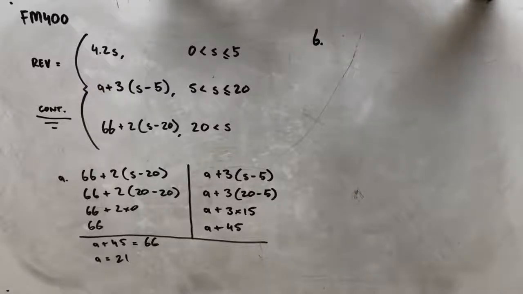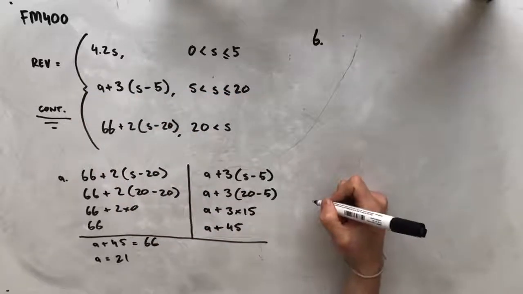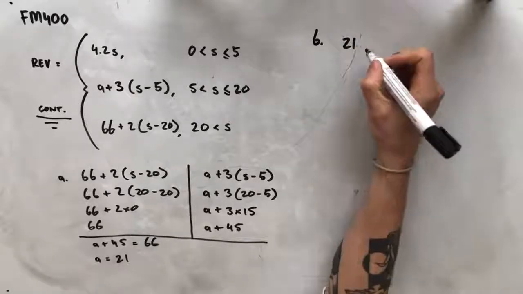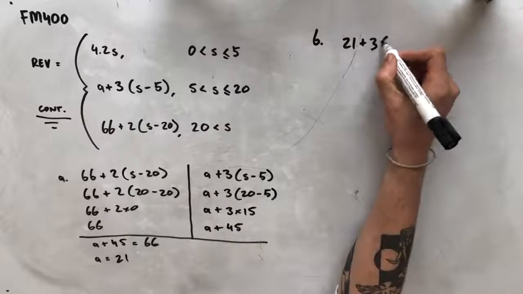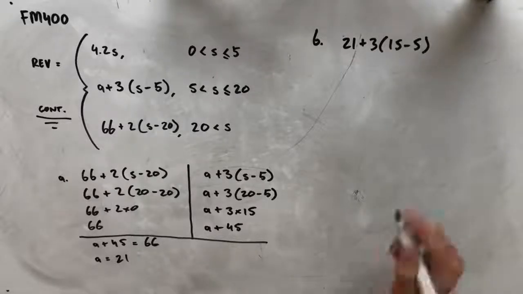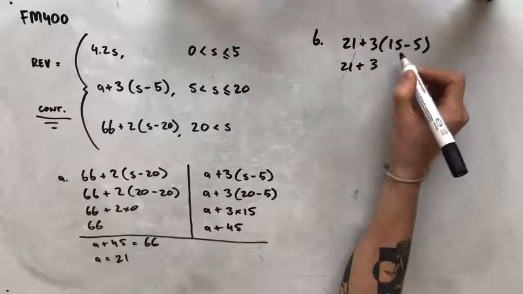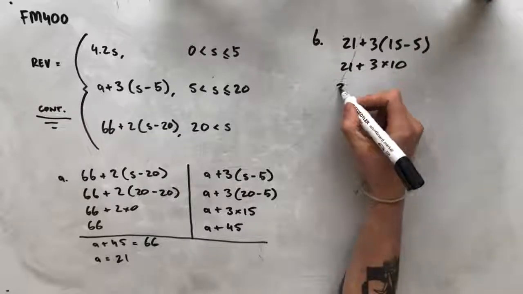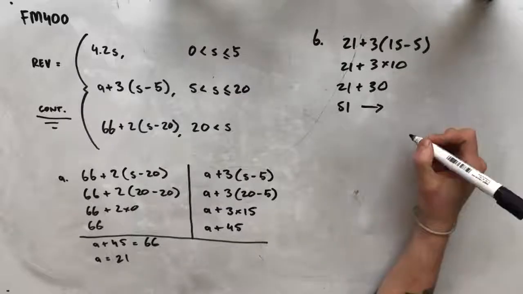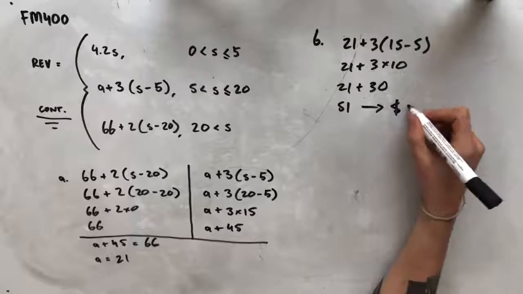Part B then wants to know, what is the revenue Jeremiah receives for selling 15 succulents to one customer? Well, we know that 15 falls within this equation here, and we know that our value of A is 21. So we put in 21 plus 3 times 15 minus 5. Working this down, 15 minus 5 becomes 10, so we get 21 plus 30, which is 51. Therefore the revenue should be $51.